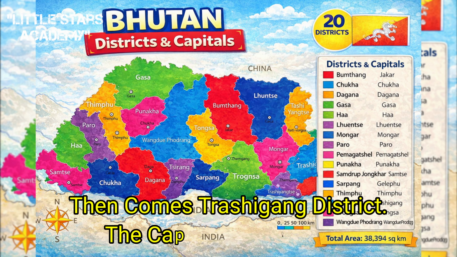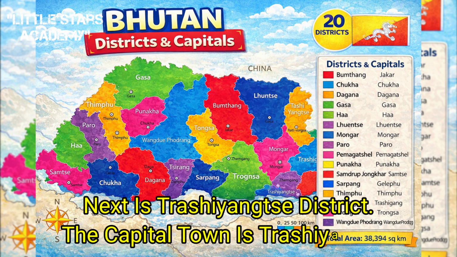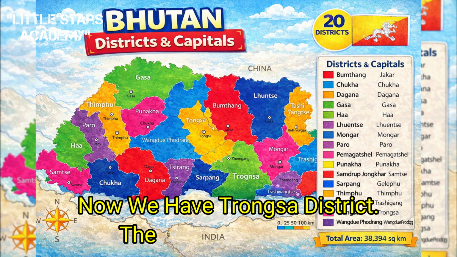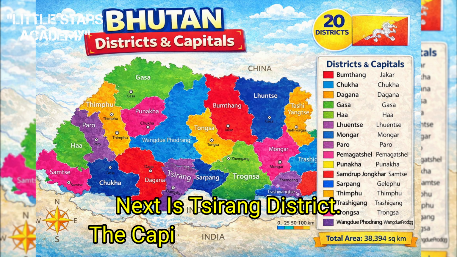Then comes Trashigang district. The capital is Trashigang. Next is Trasiangsi district. The capital town is Trasiangsi. Now we have Trongsa district. The capital is Trongsa. Next is Tasirang district.